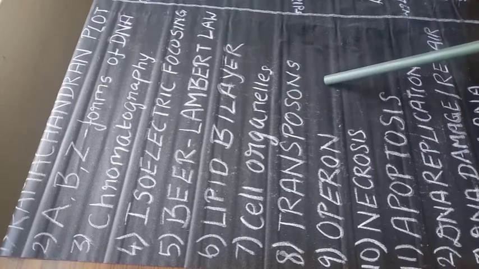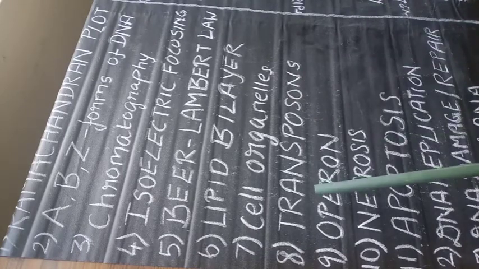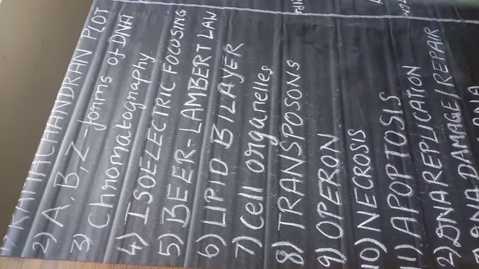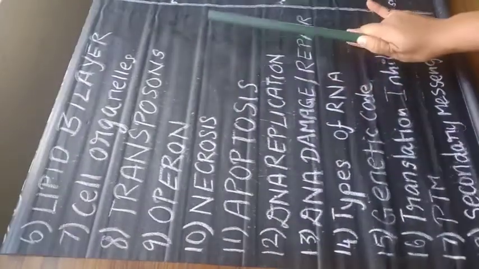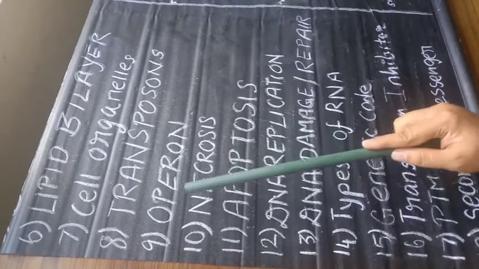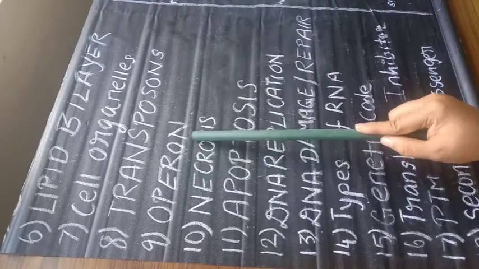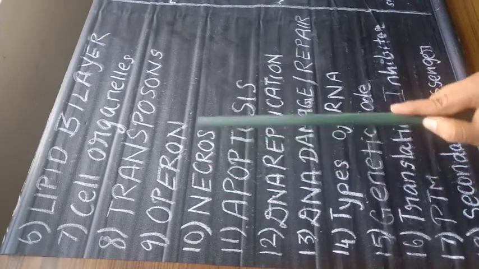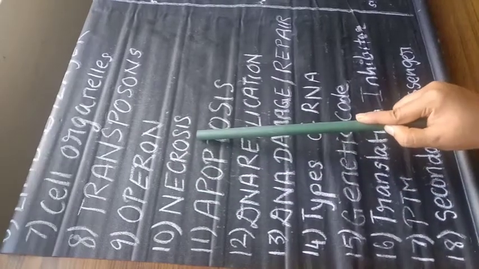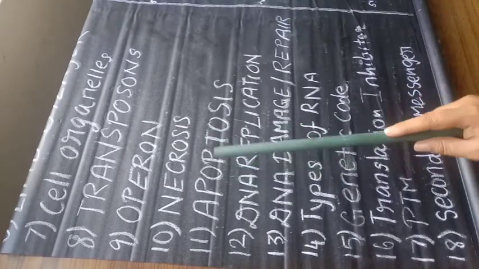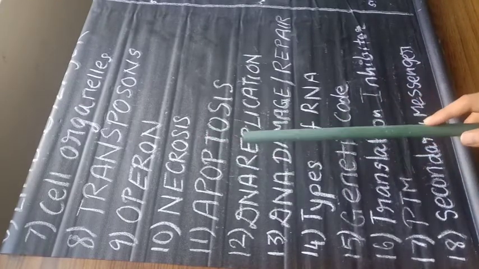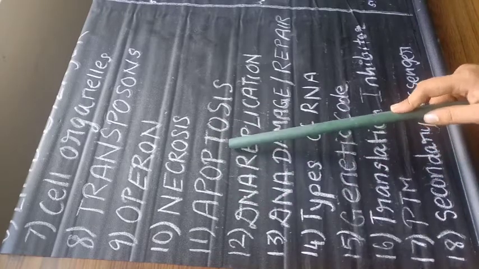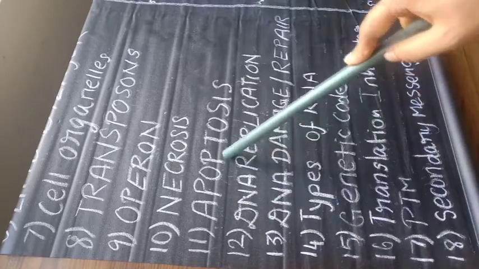Next is transposons. For transposons you should also study the types of transposon and what is DNA transposon and what is RNA transposon. Next is the operon, friends. For operon you should study the lac operon, trp operon, and another topic is necrosis. What is meant by necrosis and what are the different types of necrosis, like that you should study. And apoptosis, and you should know about the apoptotic proteins and what is the mechanism of action. Okay, and you should study this important topic of apoptosis.